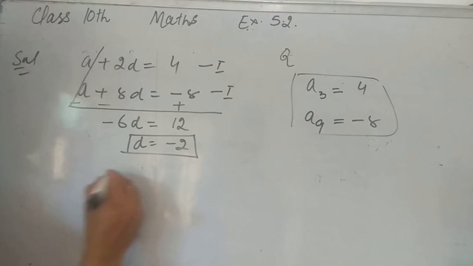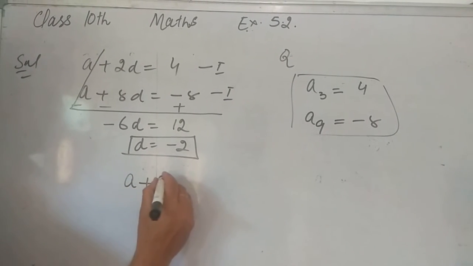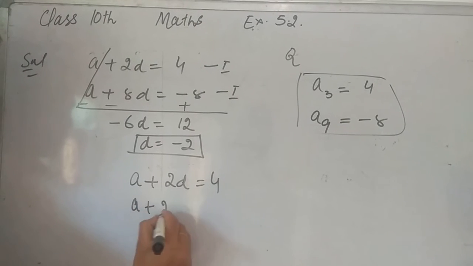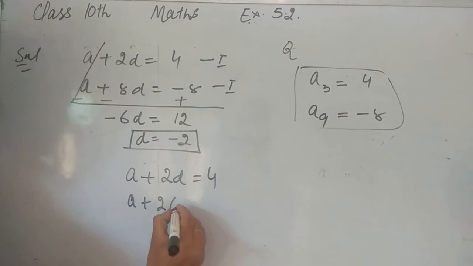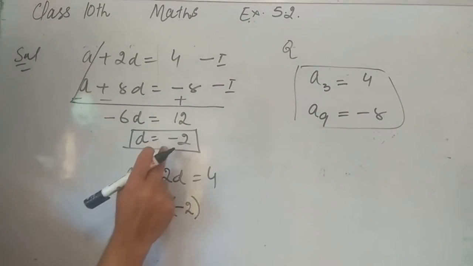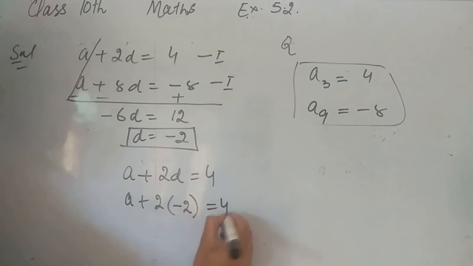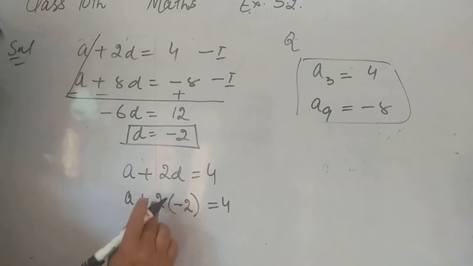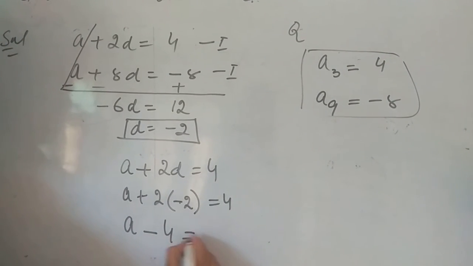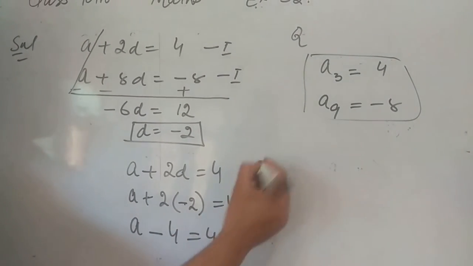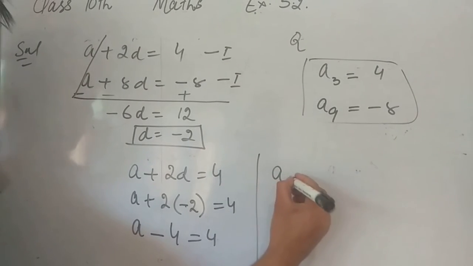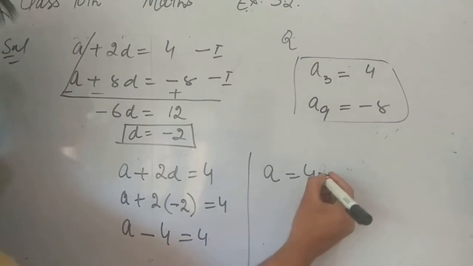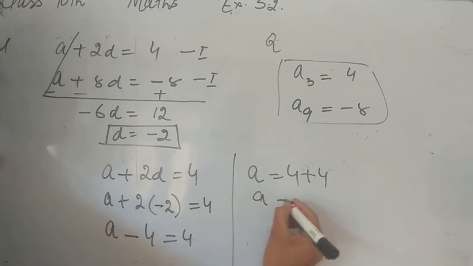Equation first is what? A plus 2d is equal to 4. Now a plus 2 into d, where d is equal to -2. Replace d by -2, is equal to 4. Here a plus minus 2 twos are 4 is equal to 4. Now we will transpose this -4, we get a is equal to 4, first writing a, -4 will be transposed so +4 will be there. Therefore a is equal to 8.